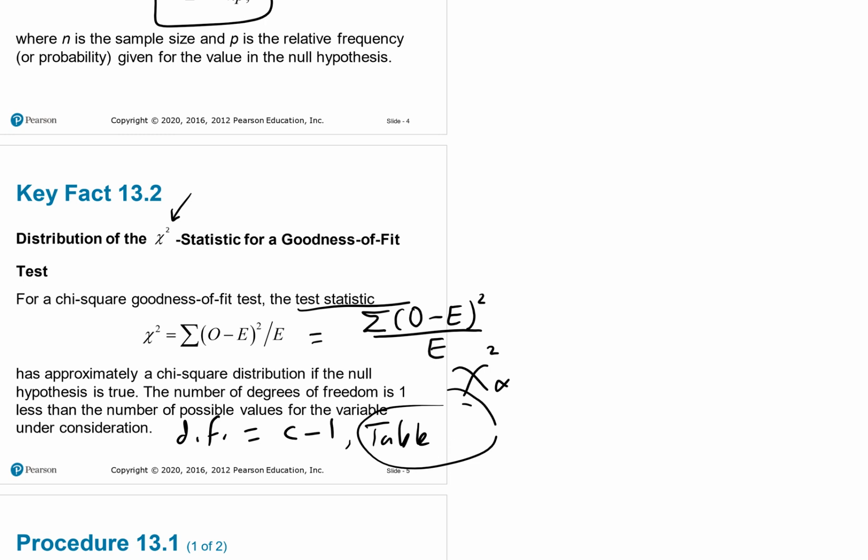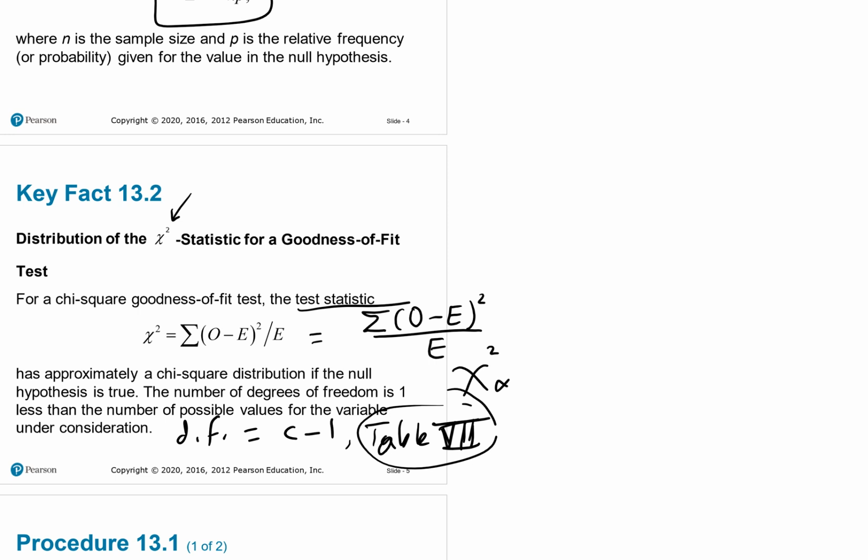It shouldn't be table 4, it's table 7 in this book. Different books have different table numbers. Table 7 in our textbook, which I listed on this slide. So the table 7 with degrees of freedom C minus 1, so how many observations you have minus 1.